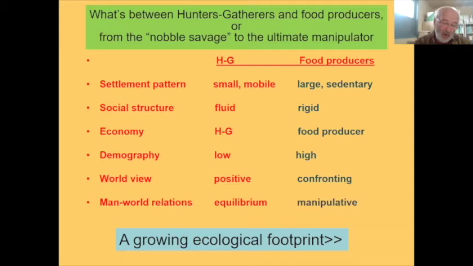Now, all these represent a deep divide, a major perceptual and structural difference, and it is expressed in the very, very low ecological footprint of hunter-gatherers, while the footprint of food producers, that is us, keeps growing, maybe to a point of no return.